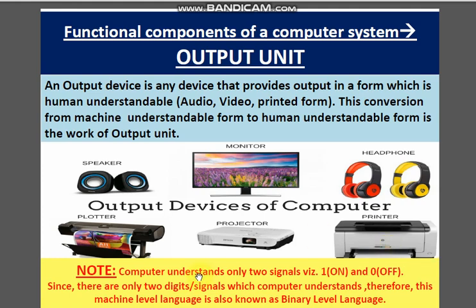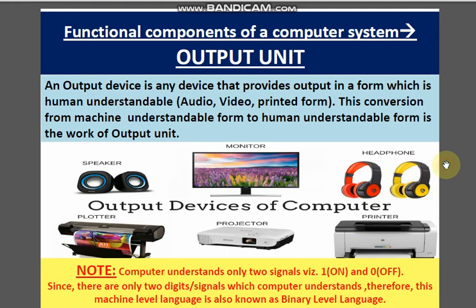So note, computer understands only two signals. Now this is very important. 1 is on and 0 is off. Since there are only two digits, signals which the computer understands, on and off, 1 and 0, therefore this machine language is also known as binary level language. The one which I said, machine understandable form, that is the machine language or the binary level language. Now actually binary level languages are very cumbersome, very bulky languages, so very hard for humans to understand. So we have high level languages which you will learn later in Python programming.